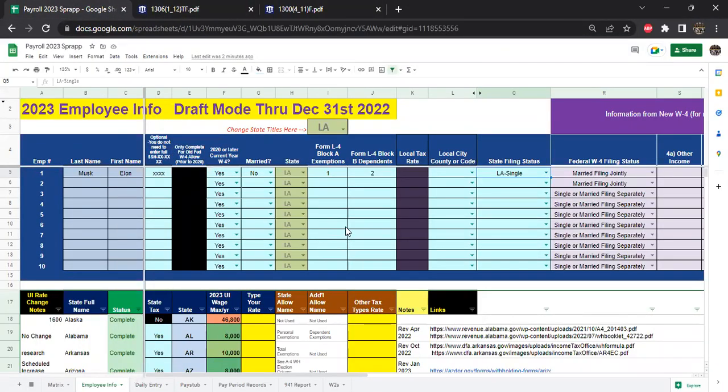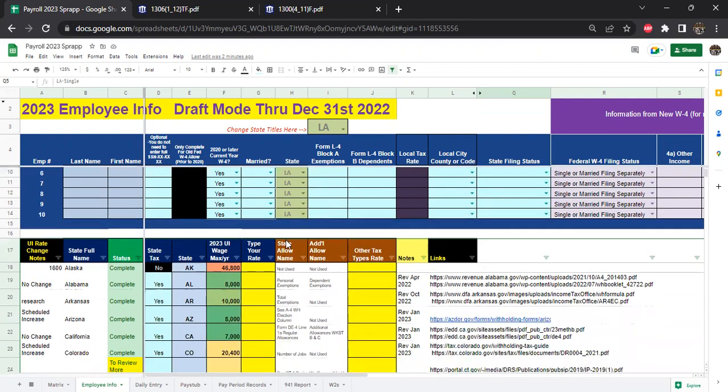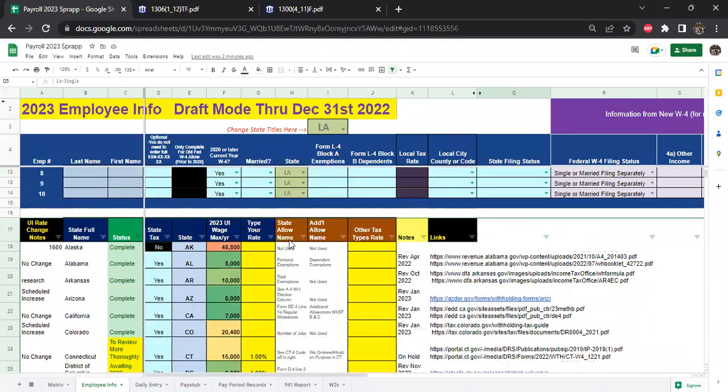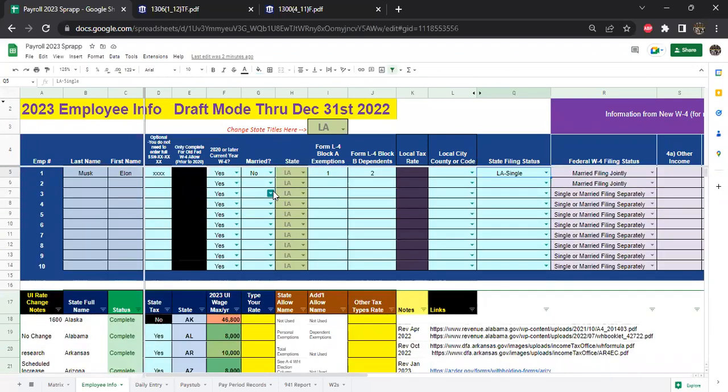So if you have a small business in Louisiana and you have employees and you want to figure out what their withholding should be, you can use this payroll application in Microsoft Excel and Google Sheets, which is what you're seeing right now in Google Sheets. And I'm formulating all 50 states, and we're all the way down to Louisiana, and we finally got it right. So let's talk about how we got there.